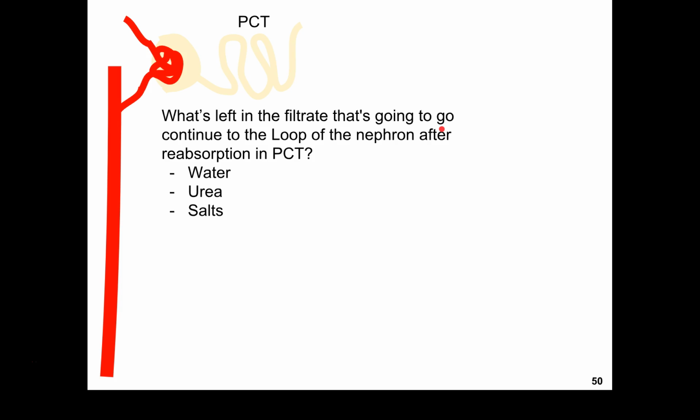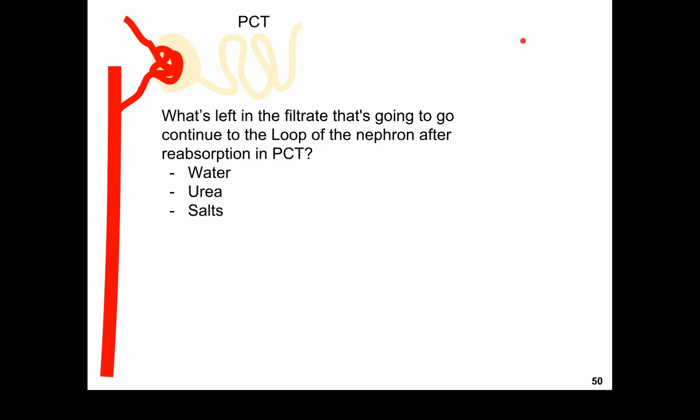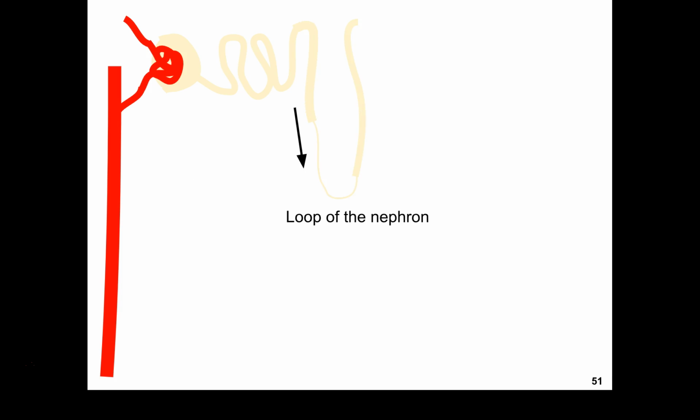And so now, what's left in the filtrate? What's going to continue on in this loop? Well, water is still in there. There's still some water. There's still that urea from before. It's hiding up here in the corner, but there's plenty of urea in this side, the PCT. There's plenty of that urea. And there are also some salts left over. There's a fairly high concentration of salts that didn't get pumped out before.